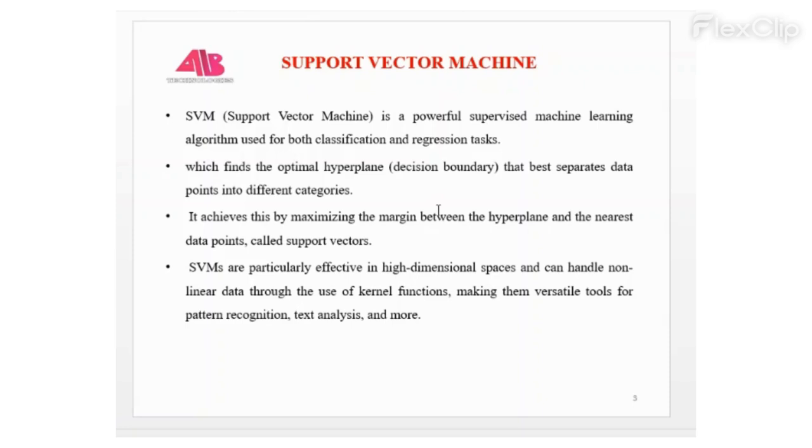It chooses the line by making sure the gap between the line and the closest objects on both sides is as big as possible. The closest objects are called the support vectors. If the objects are mixed in a complicated way, the SVM uses a special technique called the kernel to bend the line into curves, which helps to separate even messy or non-linear data. Because of this, SVM works well for text classification, pattern recognition, image tasks, and high dimensional data sets.